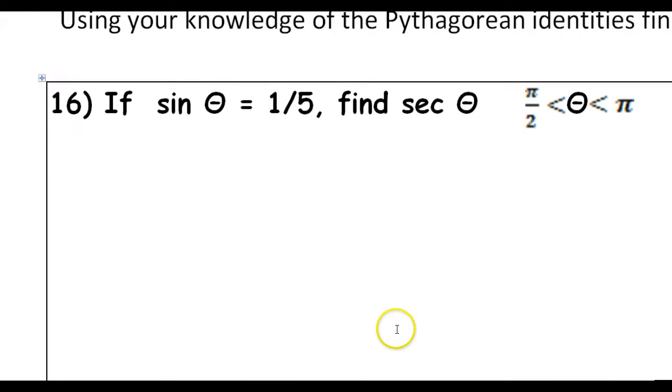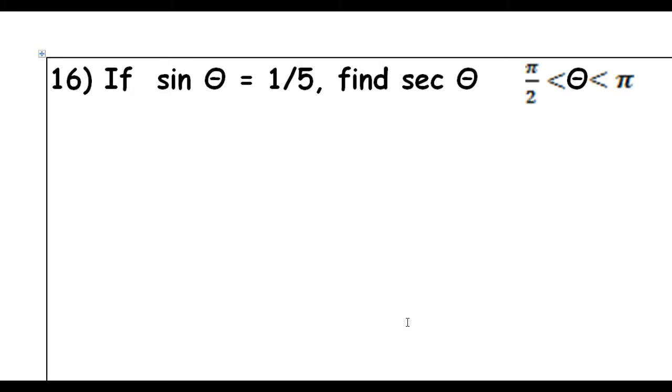Anyway, look at problem number 16. If sine of theta equals 1/5, find the secant of theta, given this particular quadrant. All right, let's think about that. Sine theta equals 1/5. Now, I know that secant theta is just the reciprocal of cosine. So if I could find cosine, then I can find secant. So let's use our trig identity to turn this value into a cosine value.